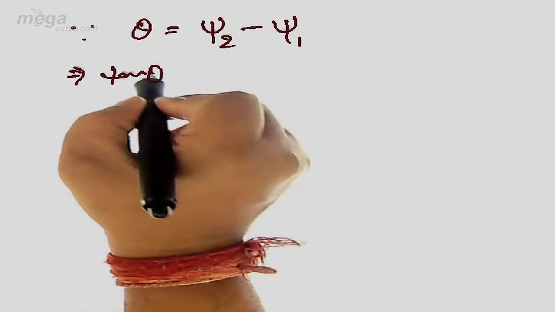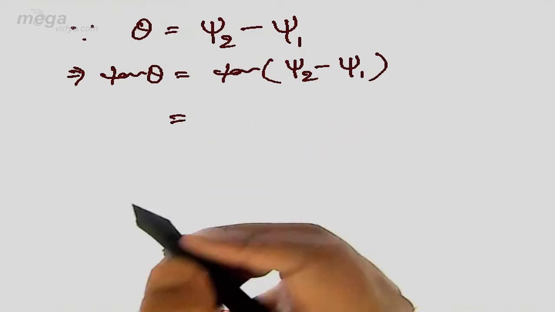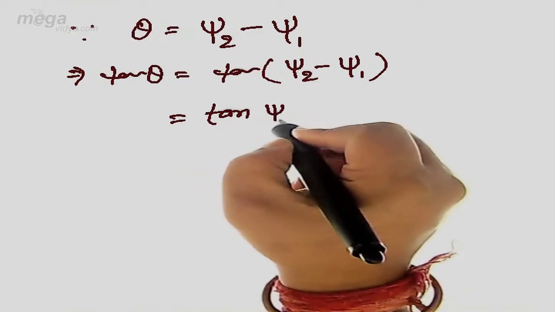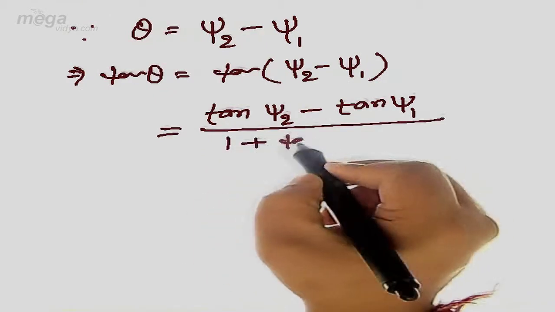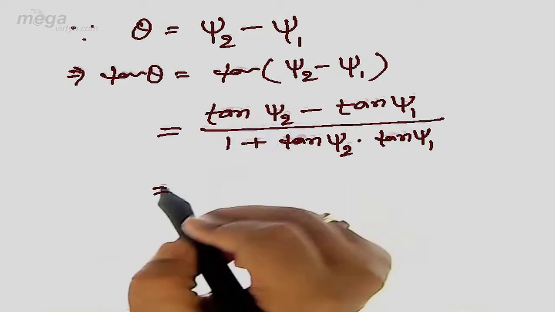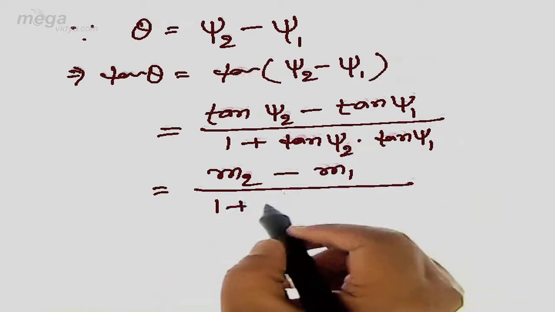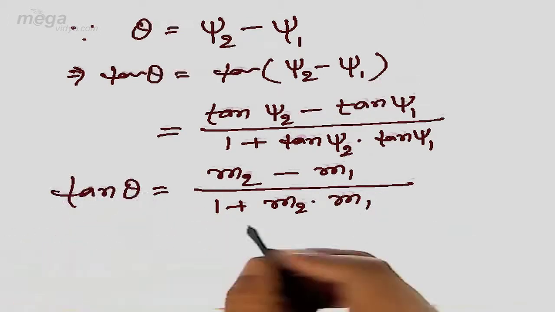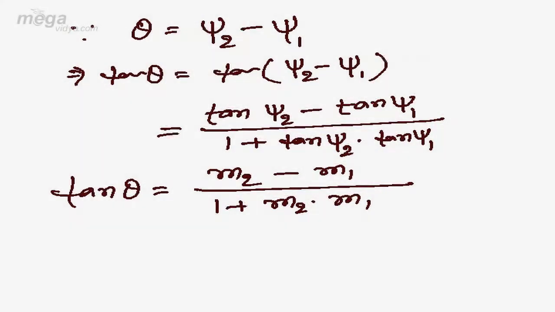So therefore tan theta is equal to tan of (psi 2 minus psi 1), which when we use the identity for tan(A minus B), becomes (tan psi 2 minus tan psi 1) divided by (1 plus tan psi 2 into tan psi 1). So when you substitute the value of tan psi 2 as m2 and tan psi 1 as m1, using the identity, tan theta is equal to (m2 minus m1) upon (1 plus m2 m1). You can find out the value of theta.